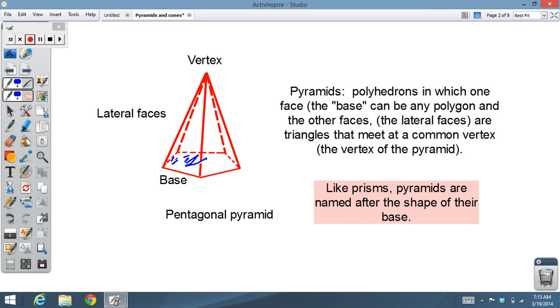All right. So the base right there. And then the lateral faces are the ones around the sides. And of course the vertex is the point on the top. Like prisms, pyramids are named after the shape of their base. So if this is a pentagon on the base, what we have here is a pentagonal pyramid.